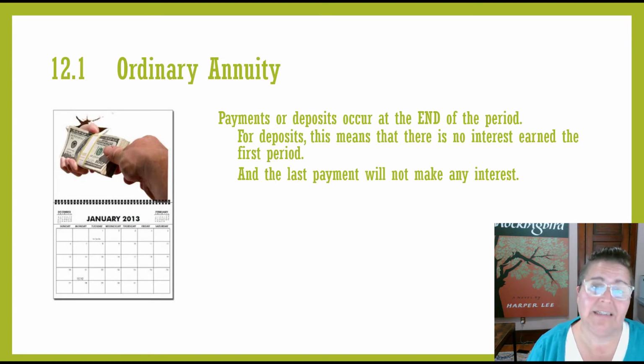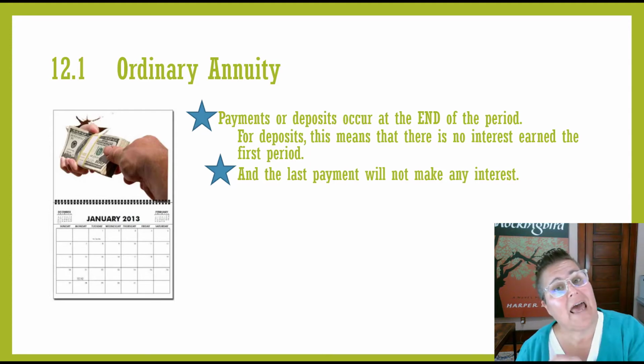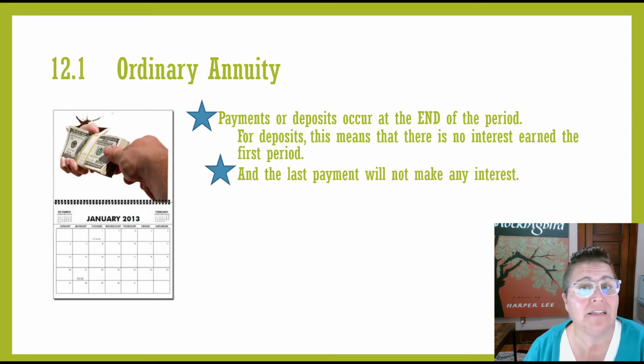For deposit, that would mean there is zero interest earned that first period. And the last payment is not going to make any interest at all. So these are two key ideas in an ordinary annuity, that the payments or deposits occur at the end of the month, and that will have consequences to the amount of interest that is earned.